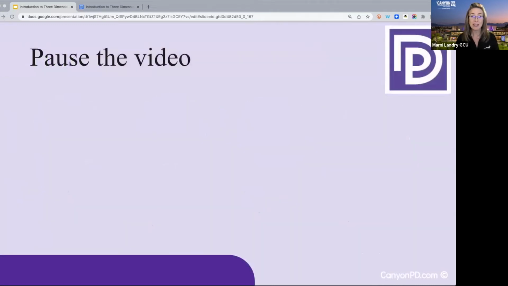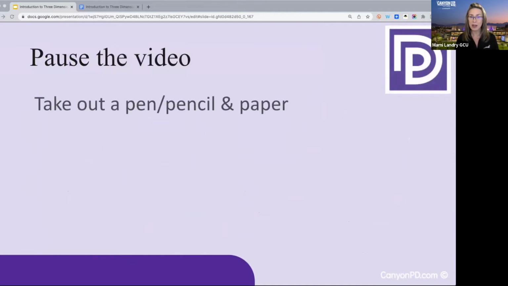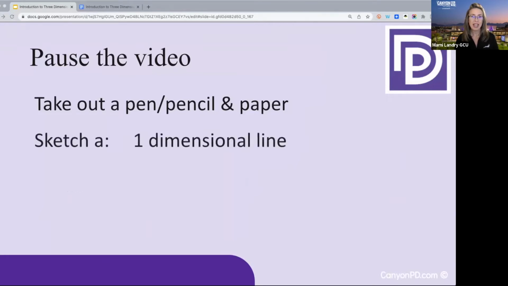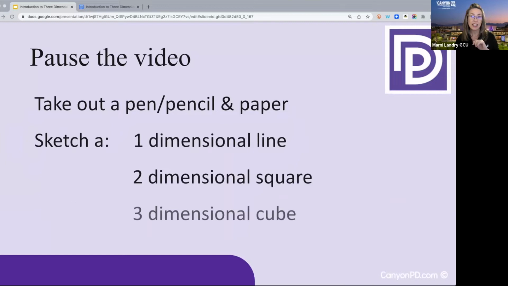In a moment, I'm going to ask you to pause the video and grab a pen or pencil and something to write on, a piece of paper. And I'm going to ask you to do a little drawing. I'm going to ask you to do three little drawings. I'd like you to sketch a one-dimensional line, a two-dimensional square, and a three-dimensional cube, just in three separate spots. So go ahead and pause and do that.